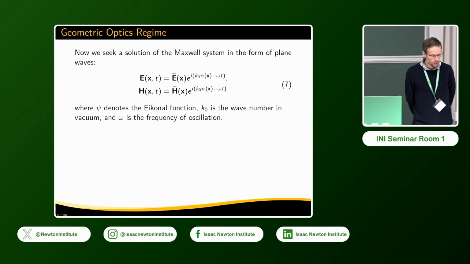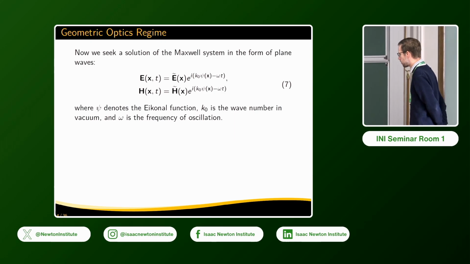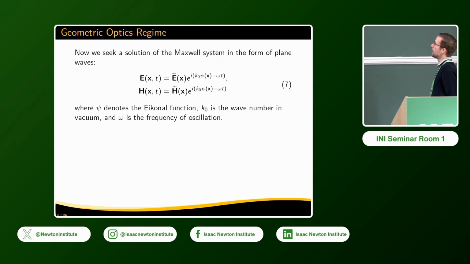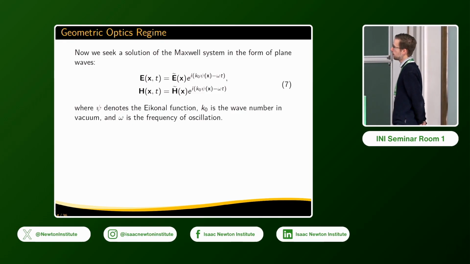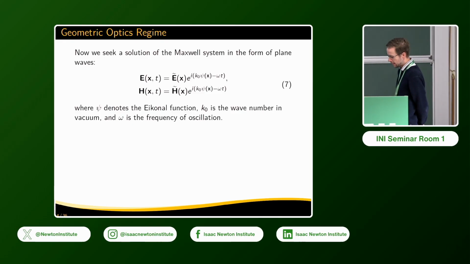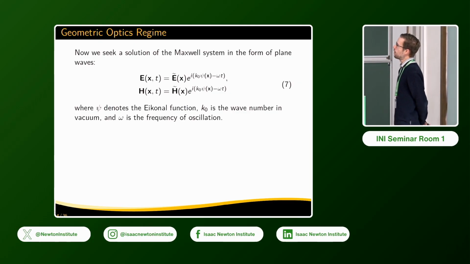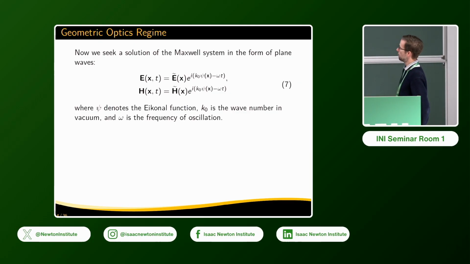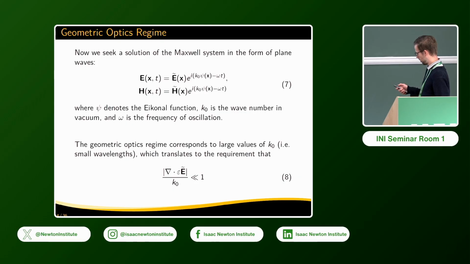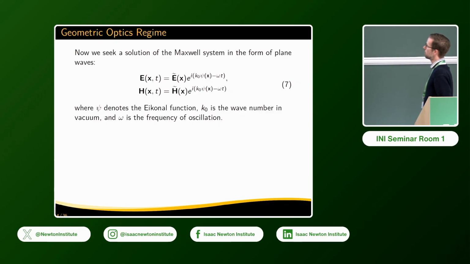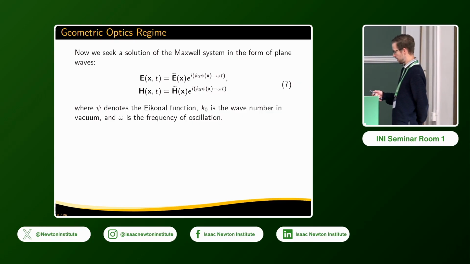So how do we get to geometric optics? This is what I wanted to focus on today. Starting from Maxwell, we make a plane wave ansatz for the Maxwell equations in the following form. We guess that the E and H fields take the form of some amplitudes, E tilde and H tilde, and then we have the eikonal function, the classical eikonal function, which we denote by psi. We have k0 as the wave number of vacuum, and omega is going to be the frequency of oscillation.